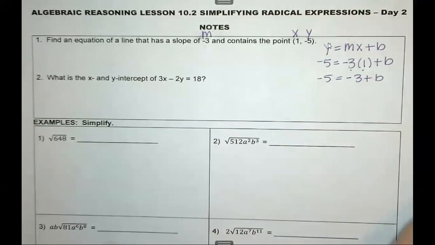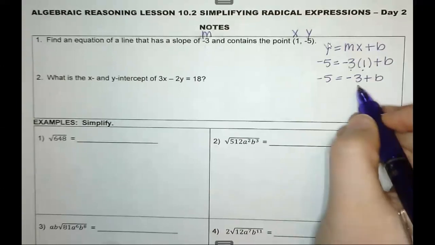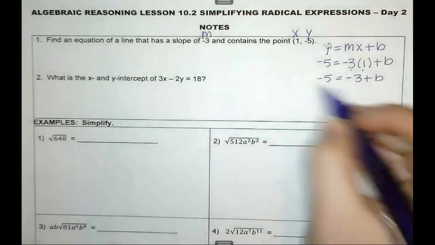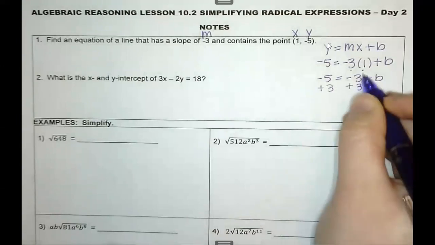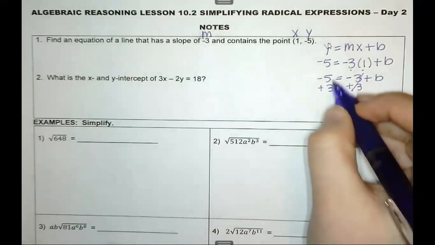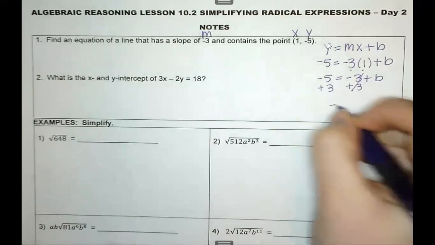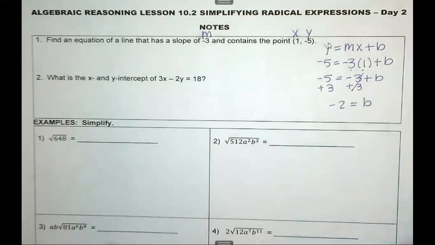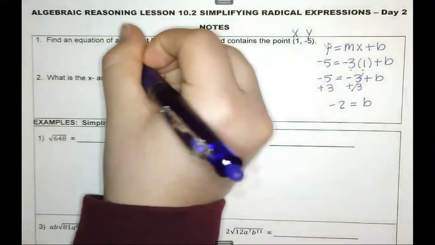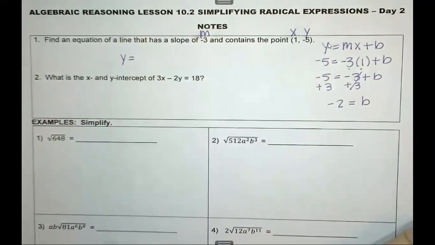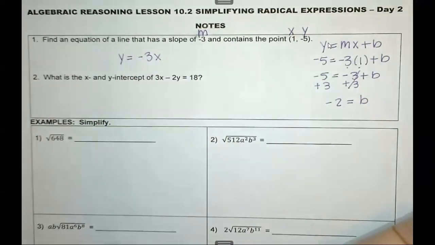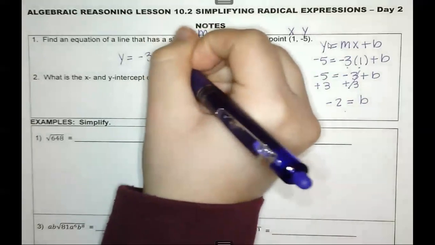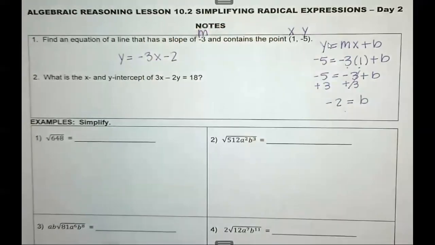All right, now I need to get the b by itself. In order to do that, I'm going to need to move this 3 over here. If it's negative, to move it, I have to add it. So those go away. -5 plus 3 gives me -2. So my value for b is -2. So if I was to write an equation, I would have y equals my slope, x, and then my b, which we found to be -2.